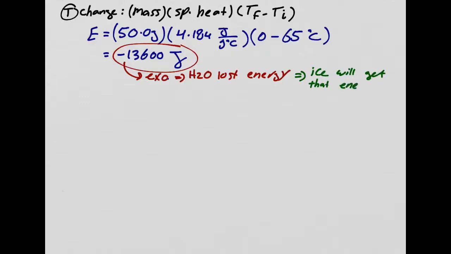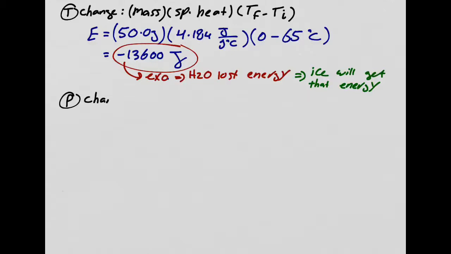That's really key in this chapter. If you can understand that, you can do any problem. That one loses, the other one gains. Water lost the energy, is an exothermic reaction, is going to release the energy. Who gets that energy? Ice will get that energy. Now, when ice gets that energy, then what is it going to do? It's going to melt.